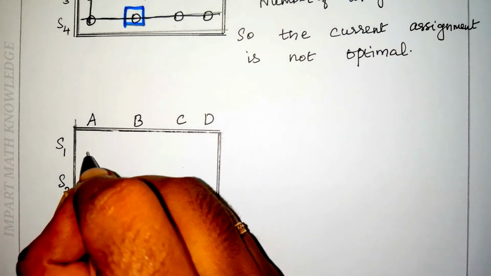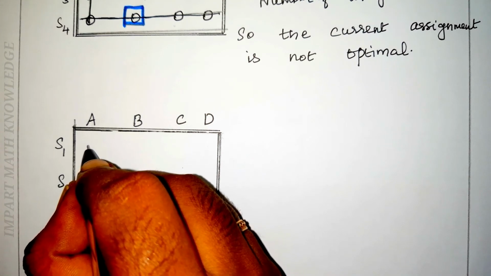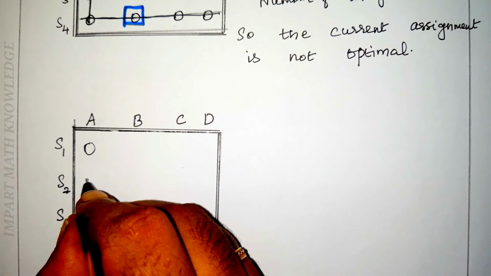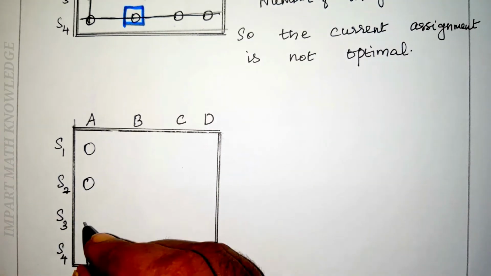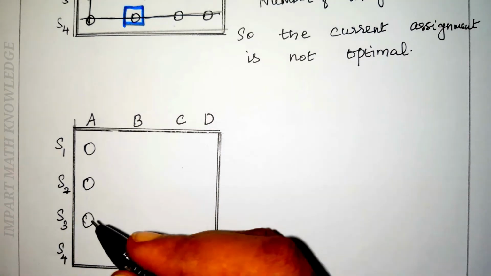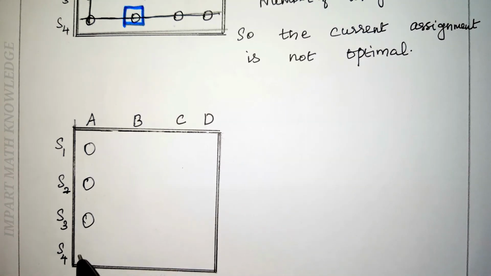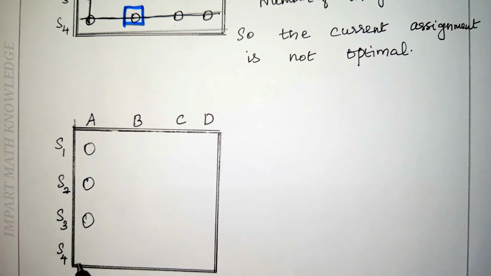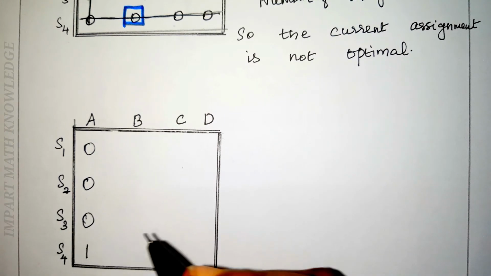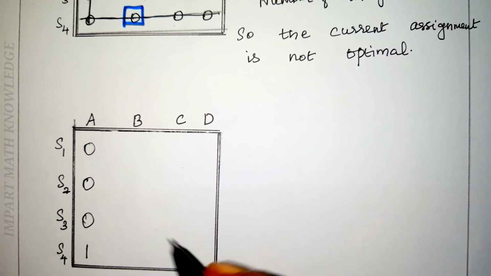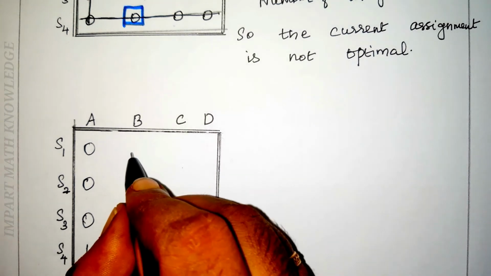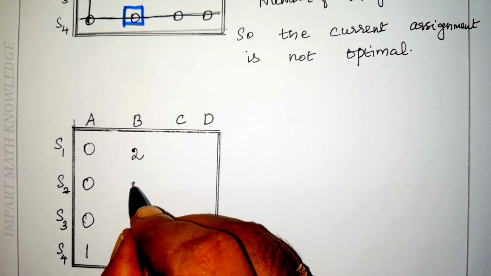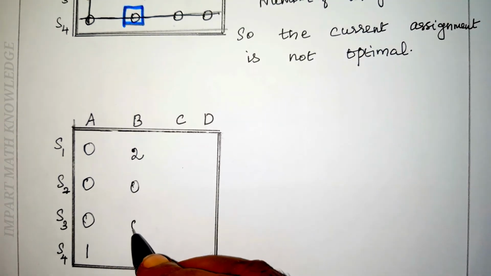My first value is covered with the lines, so I write as it is. 0 covered with the line, write as it is. This 0 covered with a single line, so I write as it is. And this 0 covered with the 2 lines, so I have to add the value. That is 0 plus 1 is 1. Second column, and 3 is an uncovered element, so 3 minus 1 is 2. 1 minus 1 is 0. 1 minus 1 is 0.